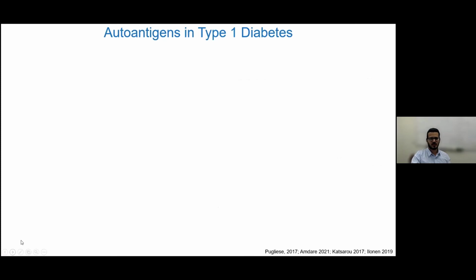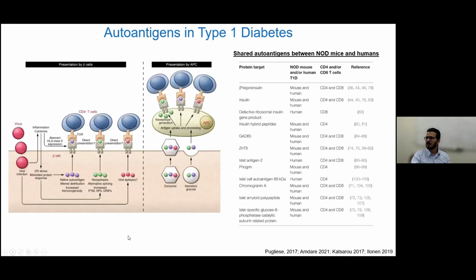So of course, my lab's interest is in looking at what are the autoantigens that are recognized and are immunogenic in type 1 diabetes. And here, one of the advantages of NOD mice is that many of the autoantigens that have been described so far, and here I'm focusing largely on CD4 positive T cells, are actually shared between NOD mice and humans. So several autoantigens have been known in which we can use NOD mice as a mouse model to study antigen-specific T cells that may be diabetogenic or protective.